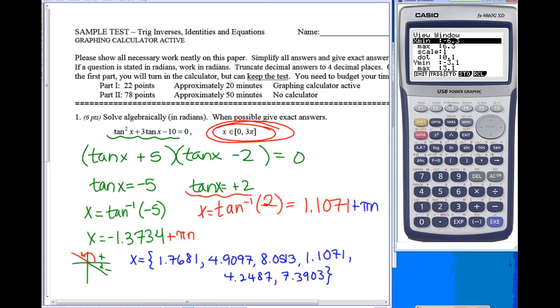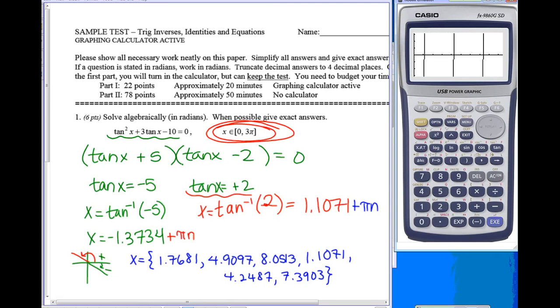So let me go back to my view window. I'm going to change my x-min to 0, my x-max to 3 pi. Right now, my calculator has a y-min of negative 3.1 and a max of 3.1. That's fine. It doesn't matter so much what your y-min and max are, so long as they contain the x-axis. So one of the y's has to be positive and the other has to be negative.